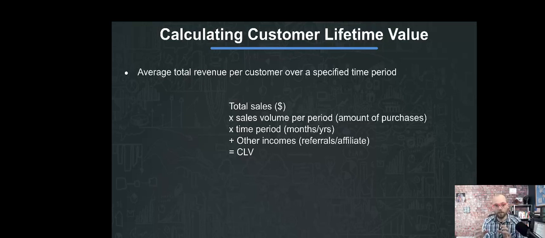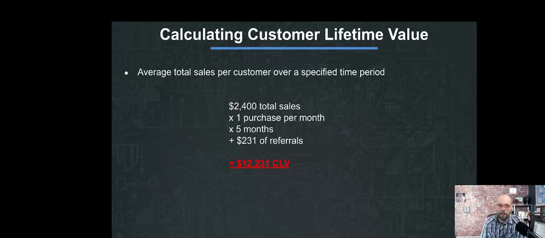Your total sales, multiplied by the sales volume per time period, i.e., the amount of purchases that they do in that time period, multiplied by that time period, and then you add in any other income such as referrals, affiliates, that kind of thing. That is how you get your customer lifetime value. Let's look at an example to actually put some context on this.